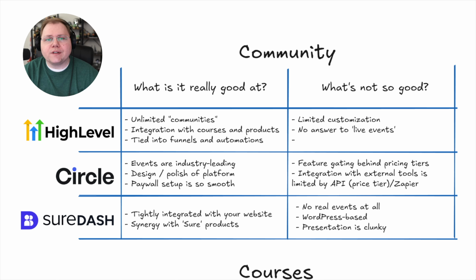So for community, I broke this into two sections. What is it really good at and what's not so good about it on the community side. So for HighLevel, what's really good about the community? Well, you get unlimited communities, meaning within one sub-account of HighLevel, whether you're paying $97 or $297, you get unlimited communities, meaning you can create unlimited groups, unlimited community spaces. You can tie a community to a course. You can have one community, put all your courses in it. You can kind of do whatever you want there. You have so many different options.